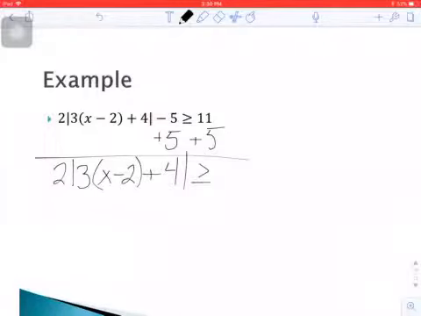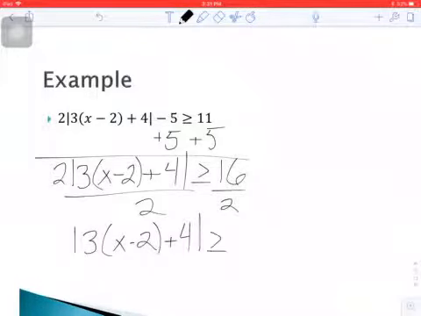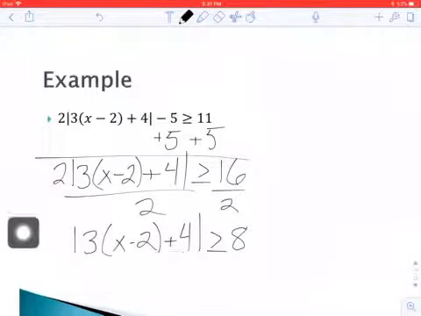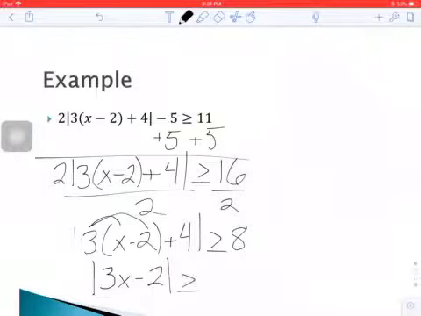And we're going to say is greater than or equal to 16, dividing both sides by 2. And we get the absolute value of 3 times x minus 2 plus 4 is greater than or equal to 8. Now what we want to do here is simplify what's inside the absolute value sign. So I'm going to distribute the 3 and do a little simplification. I'm going to combine some like terms. Trust me, you will get 3x minus 6 plus 4 is actually going to get you minus 2. And that is going to be greater than or equal to 8.